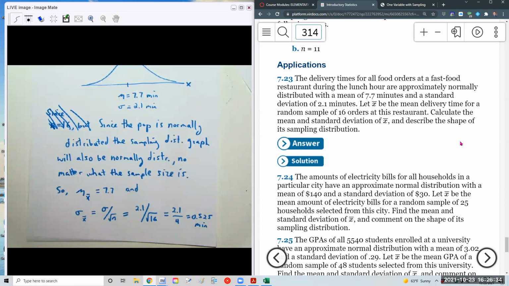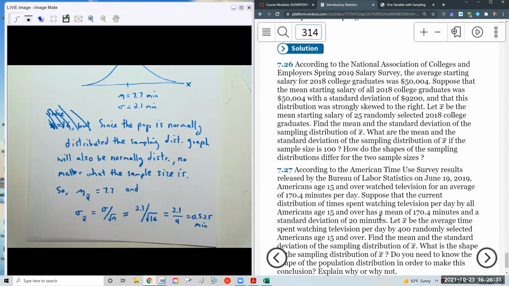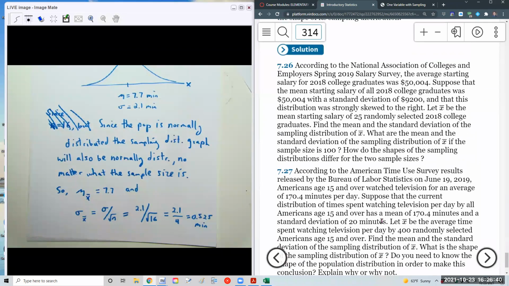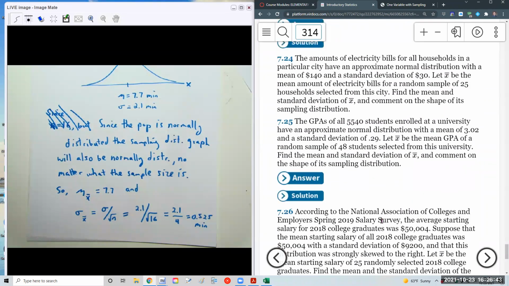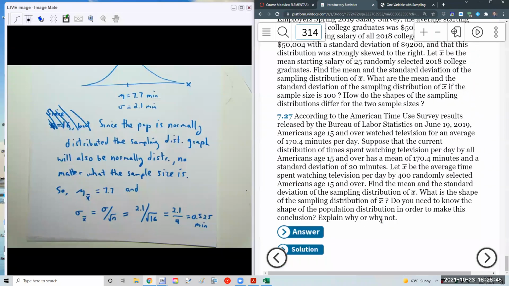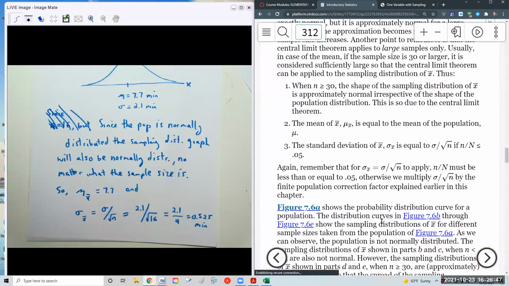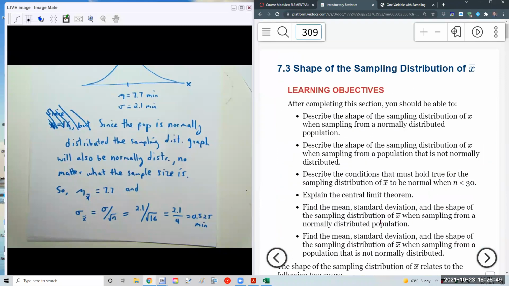So that's all they wanted. The rest of these, there's only 2 or 3 of them, I believe are asking pretty much the same question. Just describe the shape, because that's all this section was about. Describe the shape of the sampling distribution.